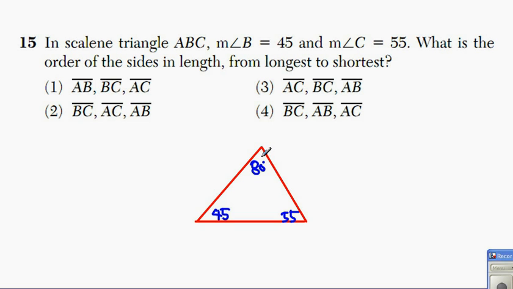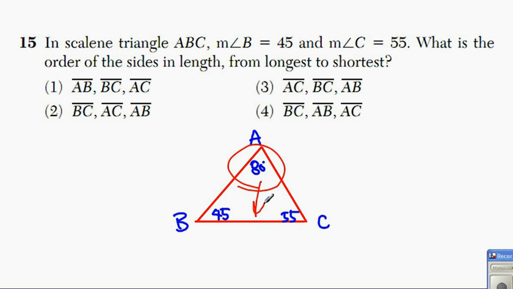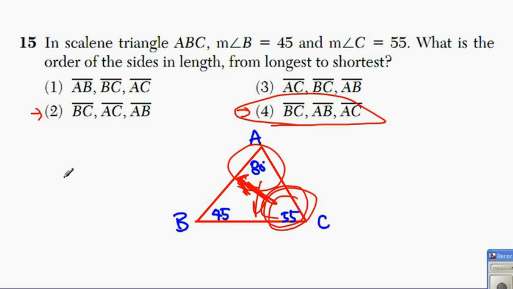Now, the longest side is opposite the biggest angle. So here B was 45, C was 55, then this must be A. What is the biggest angle? Obviously it's 80. Opposite of that, which means BC is the longest. So we're looking for something that has BC in front. Now, the second one is 55. Opposite of 55 gets us the second longest, which means AB. So BC and AB. That seems to be our answer.